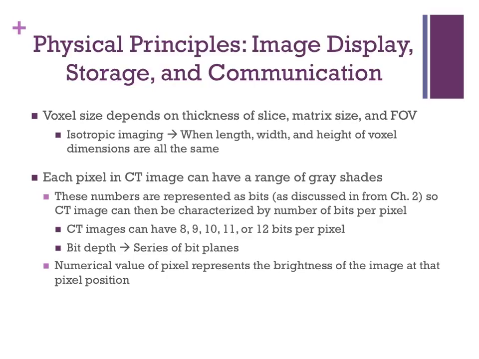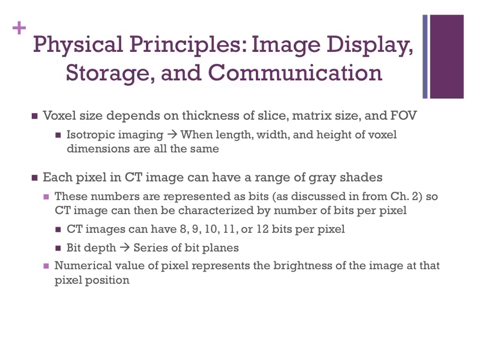Each pixel in the CT image has a range of gray shades, and these numbers are represented as bits. Remember, we discussed this a little in Chapter 2. So the CT image can then be characterized by the number of bits per pixel. CT images can have 8, 9, 10, 11, or 12 bits per pixel.